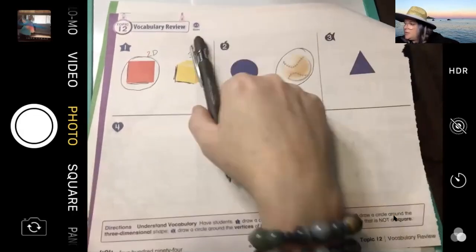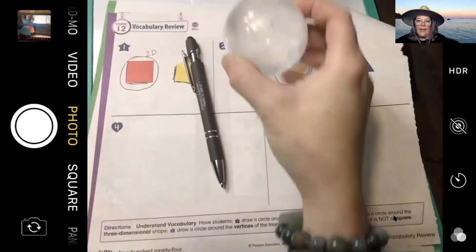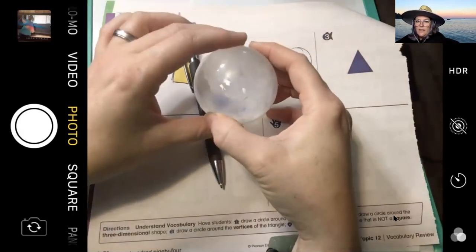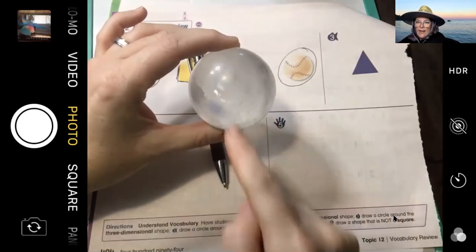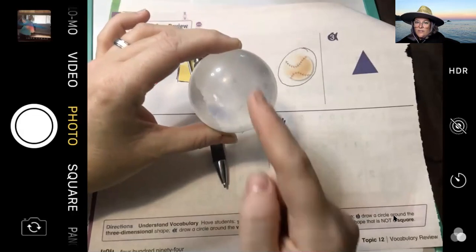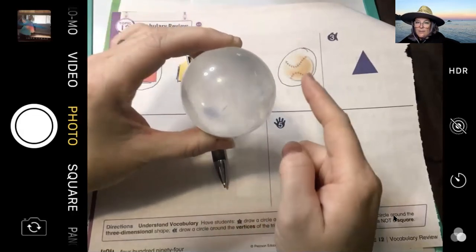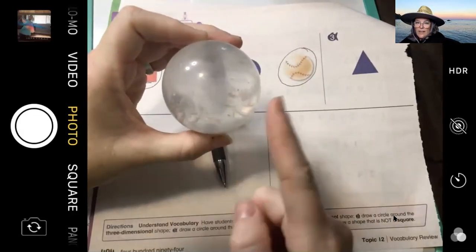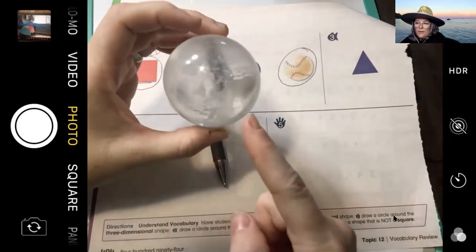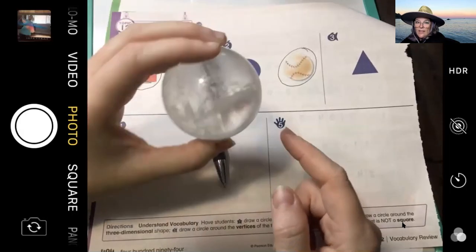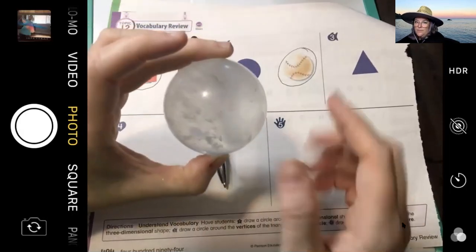Three-dimensional shape. So I'm going to show you. If I have this sphere here, it goes side to side, top to bottom, and it also goes front to back because I can turn it, and it still has that shape, okay? That is why this is 3D. Cool.